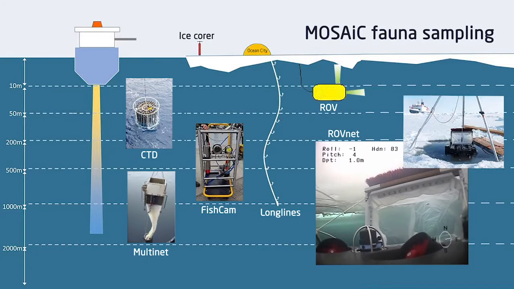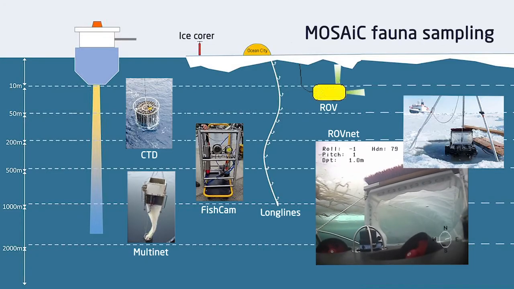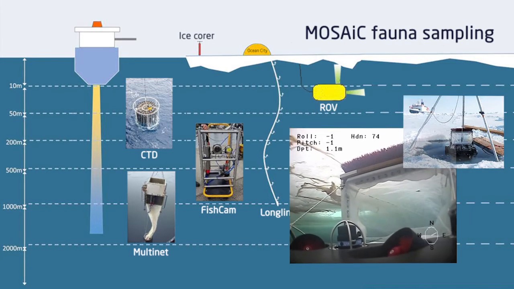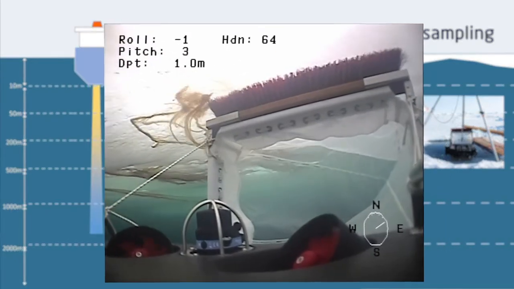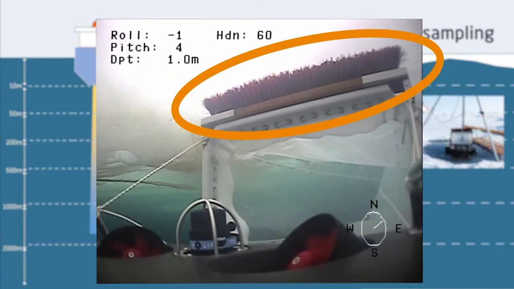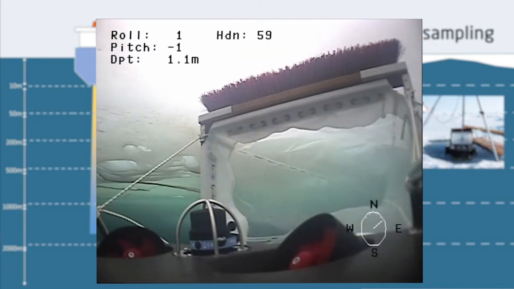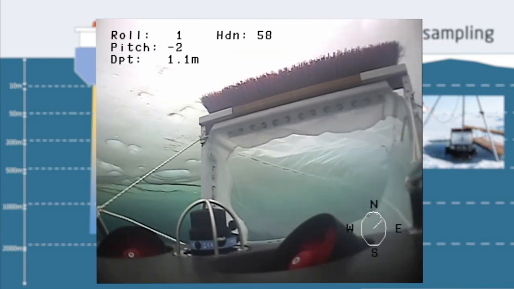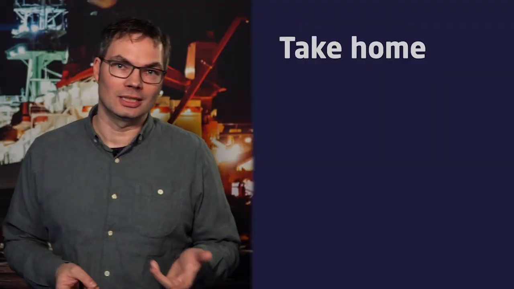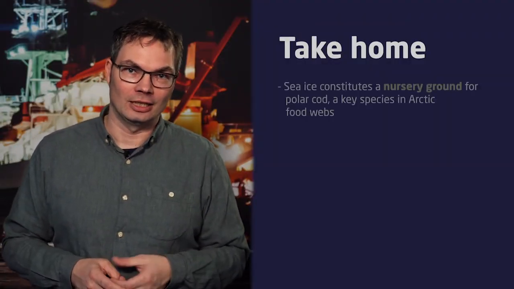Now, how do we sample the state of the ecosystem on a drift station such as MOSAiC? We sample mainly the food sources of the polar cod, which is the zooplankton and the under ice fauna, using a variety of nets, but also echo sounders. In particular, we use a little net that is mounted on an underwater robot and that is equipped with a broom on top, so it sweeps the underside of sea ice and catches those little amphipods that the polar cod like so much.